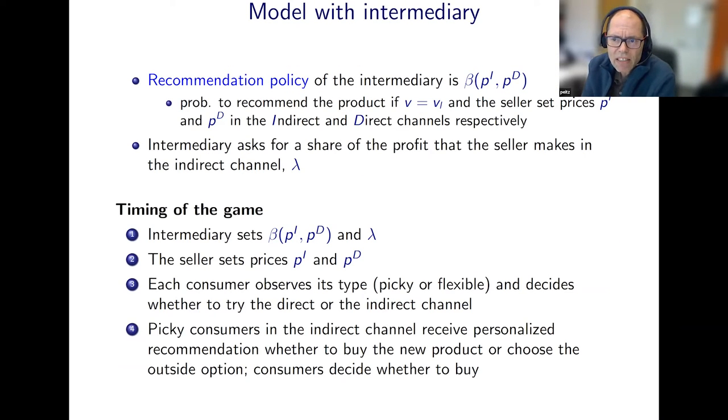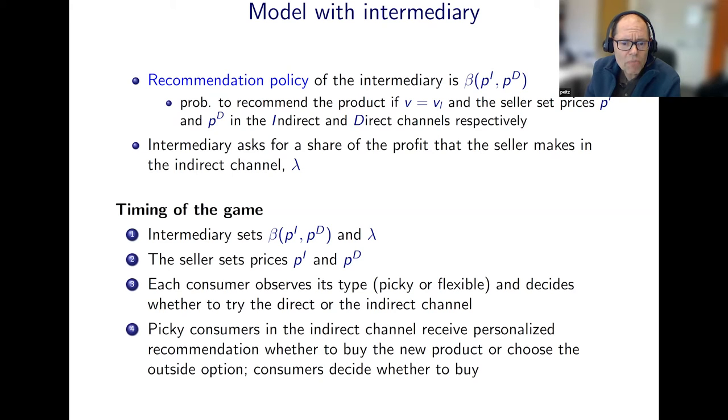So we can then embed this into the setting where now the intermediary and the seller are not identical. We have now the intermediary formulating a recommendation policy. So this beta is now conditioned on the retail prices. And I believe that makes a lot of sense. Recommender systems, recommendations do depend on the prices which are set by sellers. And here we are looking at the intermediary who commits to such a recommendation policy and asks for a share of the profit in the indirect channel from the seller.